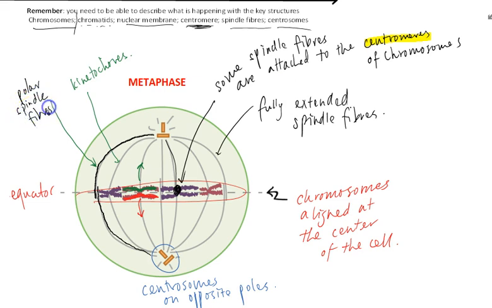And there's one more kind. These are the least prominent of the spindle fibers. They're the smallest. We call these the astral spindle fibers.